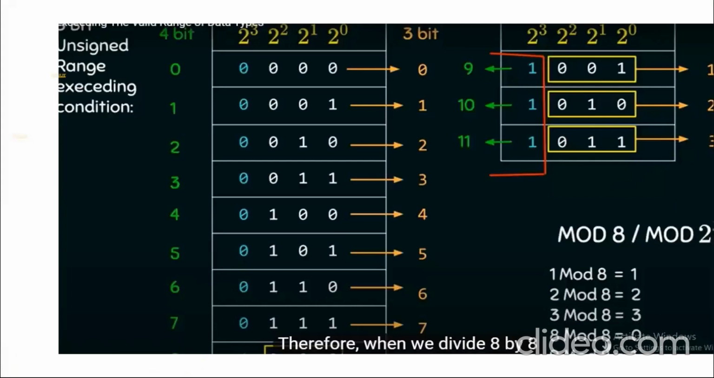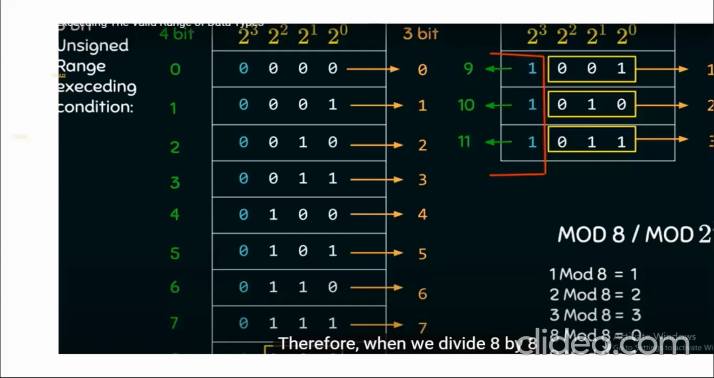Next, if you see this table, we consider 3 bits of data. For 3 bits of data, the minimum value is 0, all zeros. 2 power 0, 2 power 1, 2 power 2, 2 power 3. If you go to the next one, 1, 2, 3, 4, 5, 6, 7. Again 1, 0, 0, 0 will exceed the range, so again it comes 0, 1, 2, up to 7. Here, in these 3 bits of data, the minimum value is 0 and the maximum value is 7.